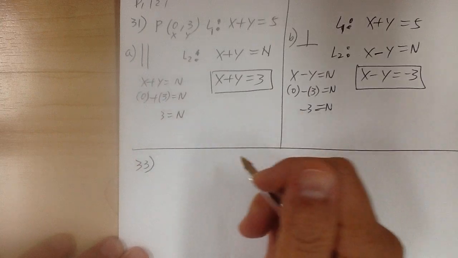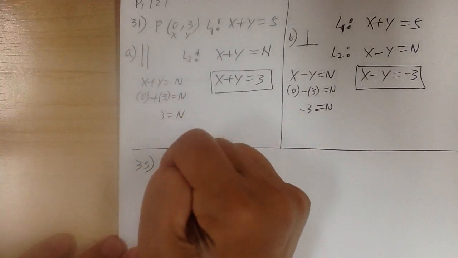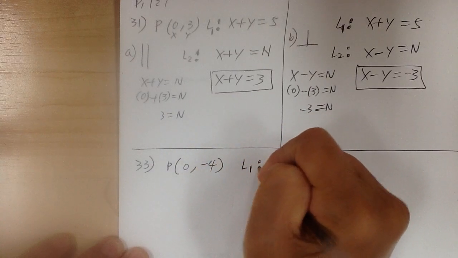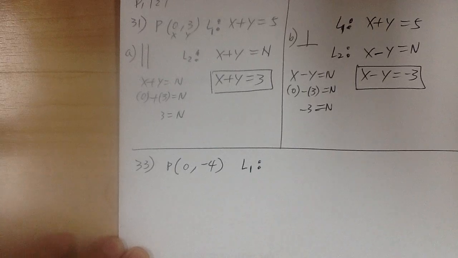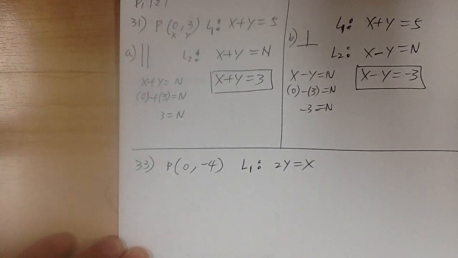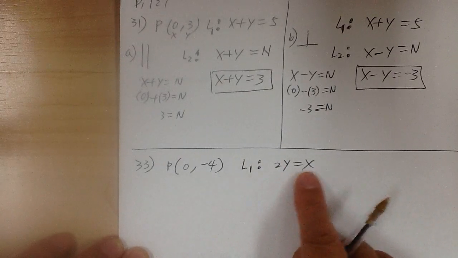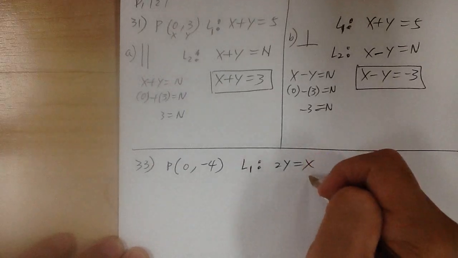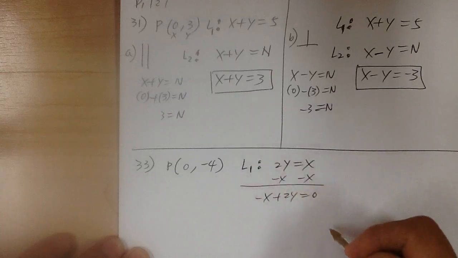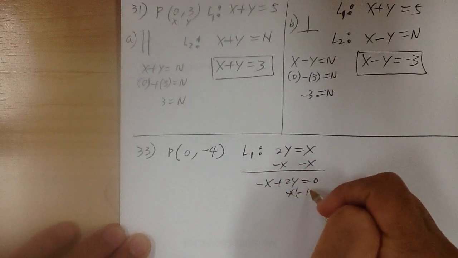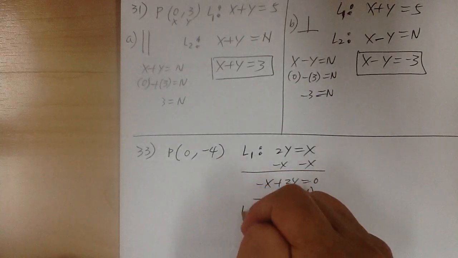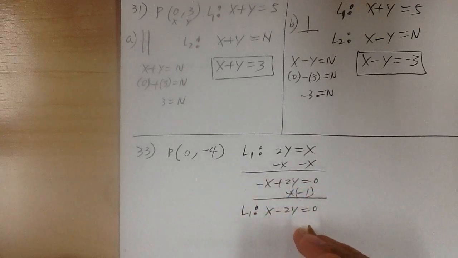Okay, number 33. So the point is at (0, -4), and the first line given is 2y equal to x. Now this is kind of a messed up form, so let's move things around. If you minus x on both sides, you got negative x plus 2y equal to 0, and you have to multiply by negative 1. So you got x minus 2y equal to 0. So that's your L1. So you can put it in the standard form first.